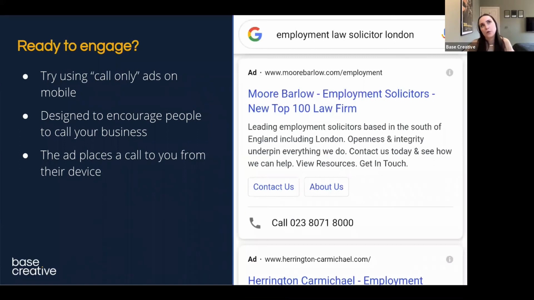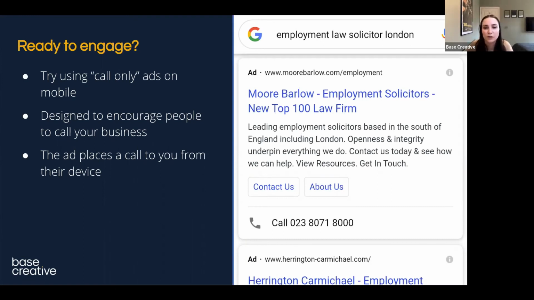And if your potential clients are ready to engage, that's where these call-only ads are really a great type to use. So we know in the law sector, potential clients are more likely to want to pick up the phone to discuss their issues than maybe filling out a contact form. So yeah, these are really helpful for that because instead of visiting your website, the searcher is encouraged just to call you then and there.